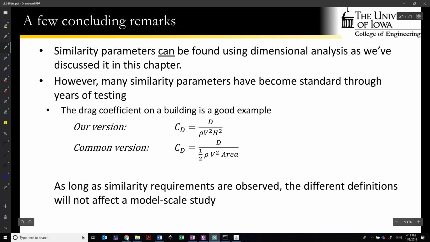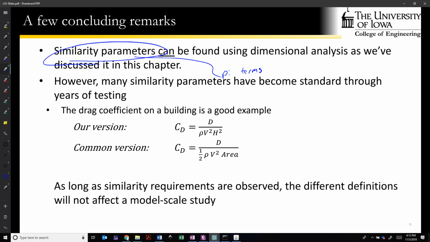So in summary here, right, we've shown the similarity parameters. We found all these similarity parameters, or pi terms, right? What we've called pi terms. Okay, we've determined those from scratch so far in this chapter. However, many of these similarity parameters show up all over the place. Okay, things like the Reynolds number, Froude number, or this example here, what we call the drag coefficient. And there are certain standard conventions that have come about through years of testing.